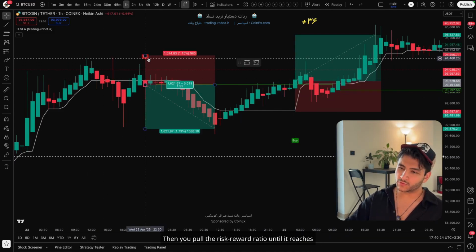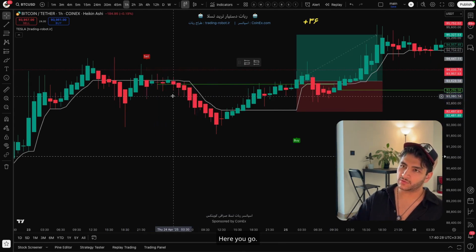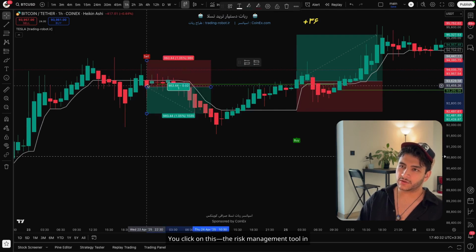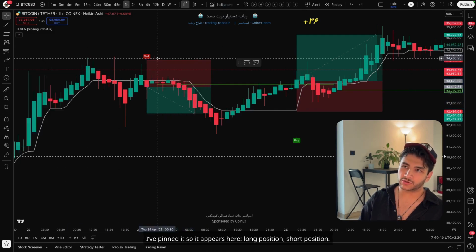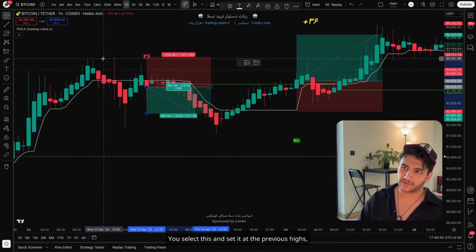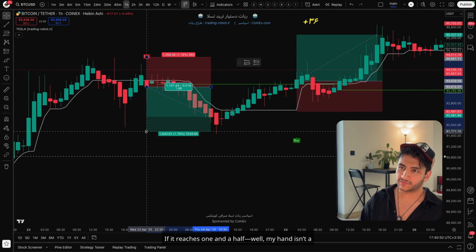Then you pull the risk-reward ratio until it reaches 1.5. Let me draw it for you. Here you go. You click on this, the risk management tool in TradingView, which you can find on the side here. I've pinned it so it appears here. Long position, short position. You select this and set it at the previous highs, meaning here. What's your risk-reward ratio? 1.5. If it reaches 1.5, well, my hand isn't a ruler, so forgive me if it's not exact.